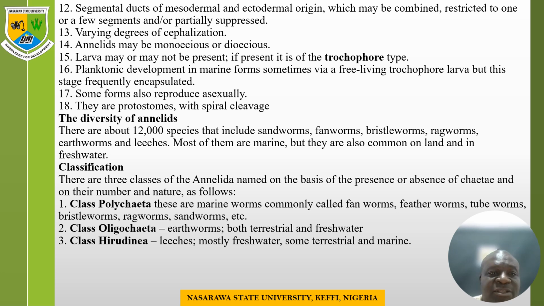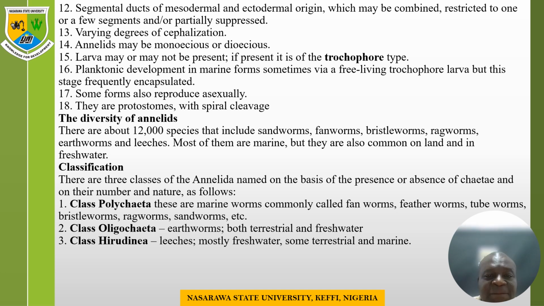We have the classification of the annelids. There are three major classes of the members of the phylum Annelida, named based on the presence or absence of chitin and on their number and nature. And these are as follows. The class Polychaeta: these are marine worms that are commonly called fan worms, feather worms, tube worms, bristle worms, rag worms, and sandworms. That is the Polychaeta.